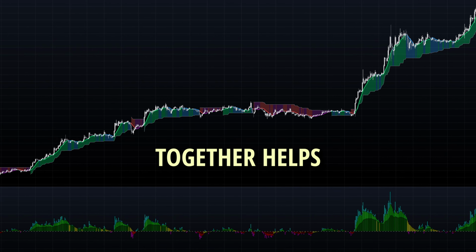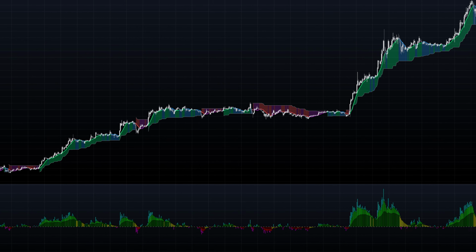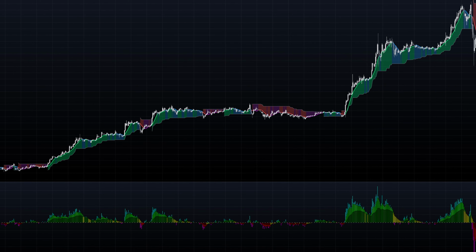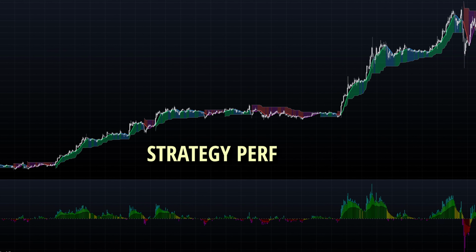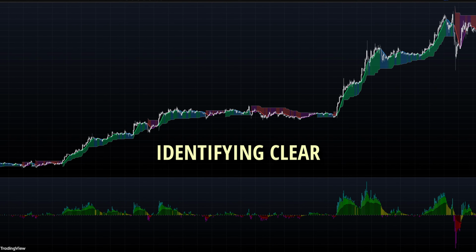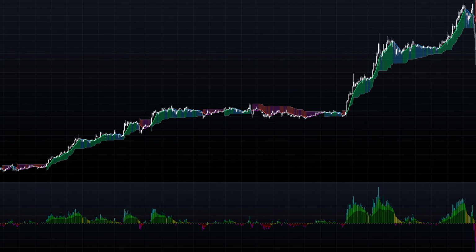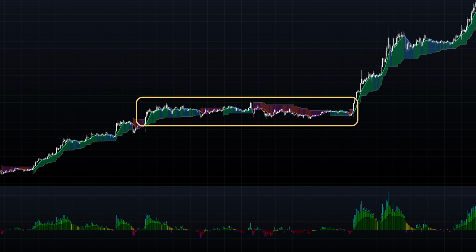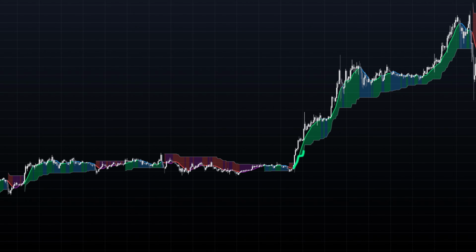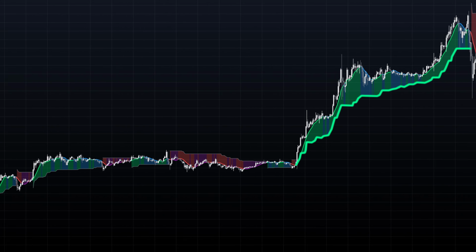Using both tools together helps capture trending moves while filtering out false signals. For maximum effectiveness, this strategy performs best after identifying clear trending conditions. The most reliable setups occur after a decisive breakout from a period of consolidation. These post-breakout trends typically offer stronger directional momentum and more favorable risk-reward profiles.